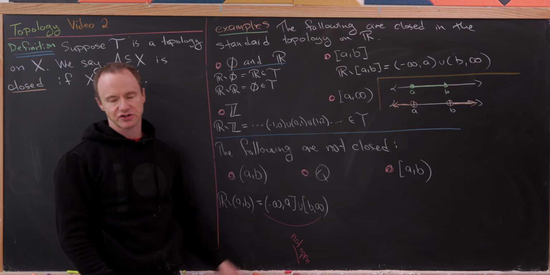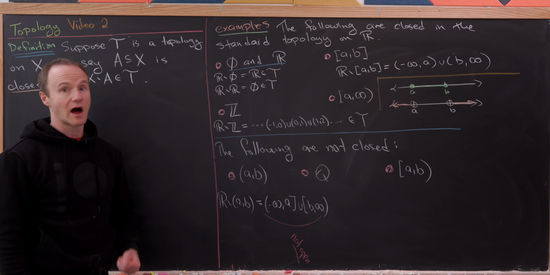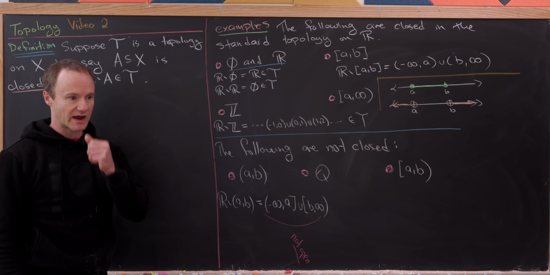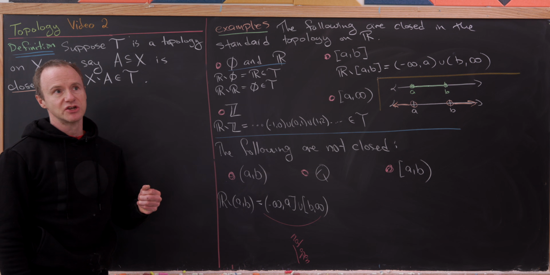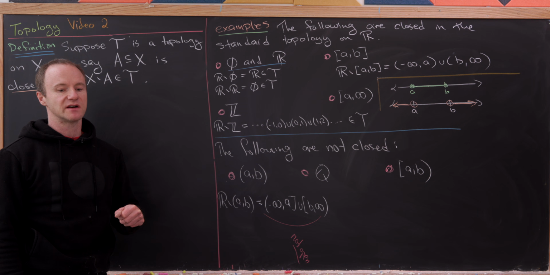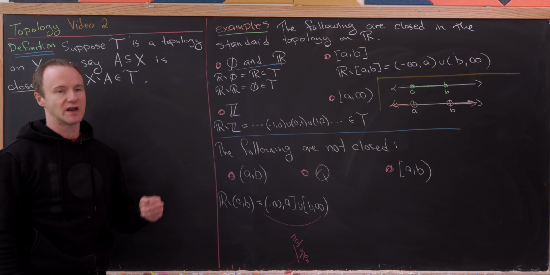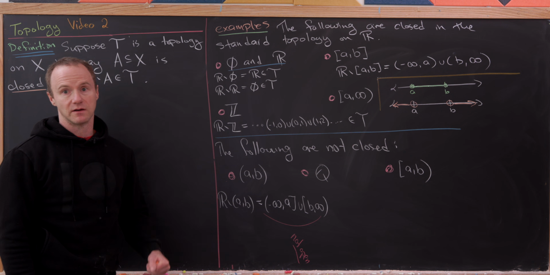Now, what about the rational numbers? I'm not going to write anything down about this, but if you take the complement of the rational numbers, you get the irrational numbers. But you can show that the irrational numbers are not an open set using a fairly similar strategy to the way that we showed that the rational numbers were not an open set in the last video.